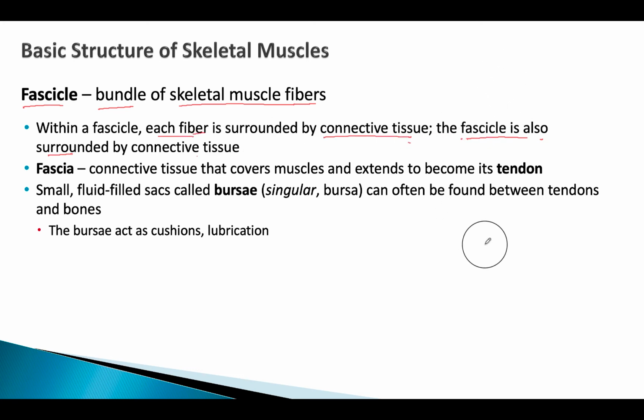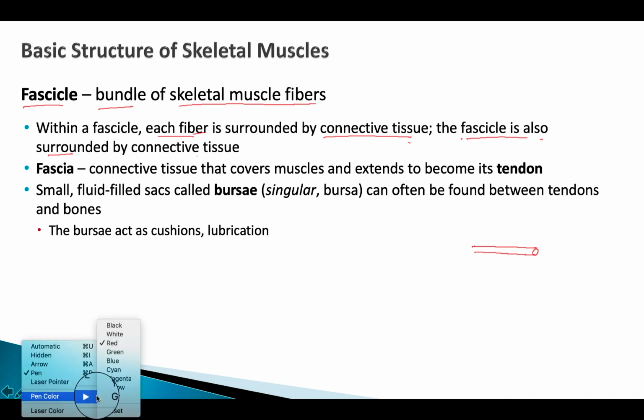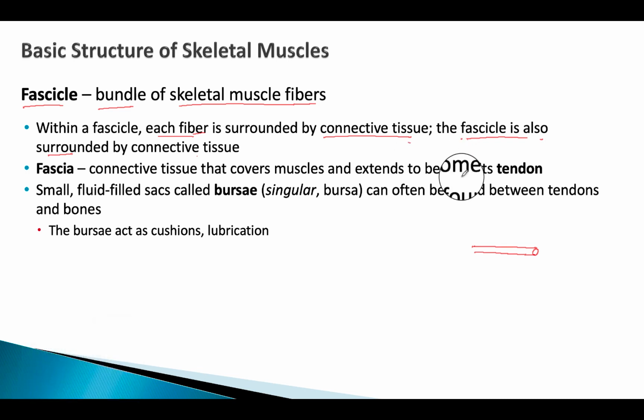So let's say this is your muscle fiber. This is your single muscle fiber right over here, right? This single muscle fiber is going to be surrounded by a connective tissue. Let me just change the color here. So this blue line here is your individual connective tissue. We will learn what these names are as we go on with our lecture. So this is now your fiber surrounded by the connective tissue.